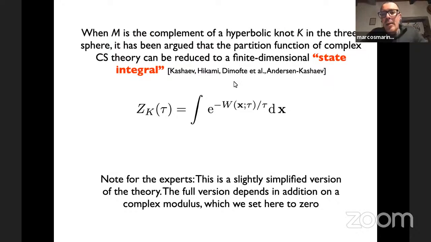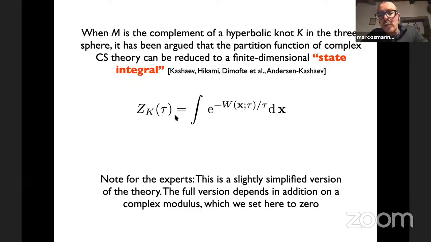Now, when can we solve this path integral? Well, as Witten solved in his original work, when you have a compact gauge group, you can actually reduce this path integral to a finite sum. Now, when the gauge group is complex, this is slightly more complicated, but in many cases, you can actually reduce the path integral to a finite-dimensional integral, which is sometimes called a state integral. In particular, you can do that in the very important case in which M is the complement of a hyperbolic knot in the three-sphere. So it has been argued by many people, both in physics and in mathematics, that in this case, this partition function reduces to a multidimensional integral, which is roughly of the form that appears in any saddle point expression.